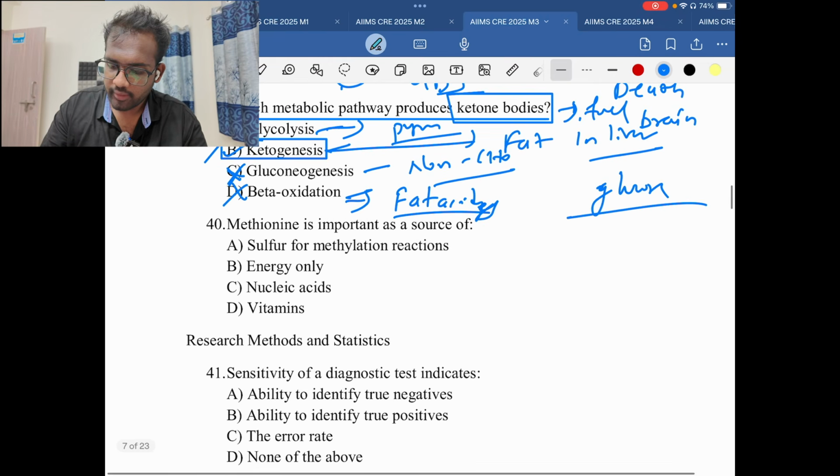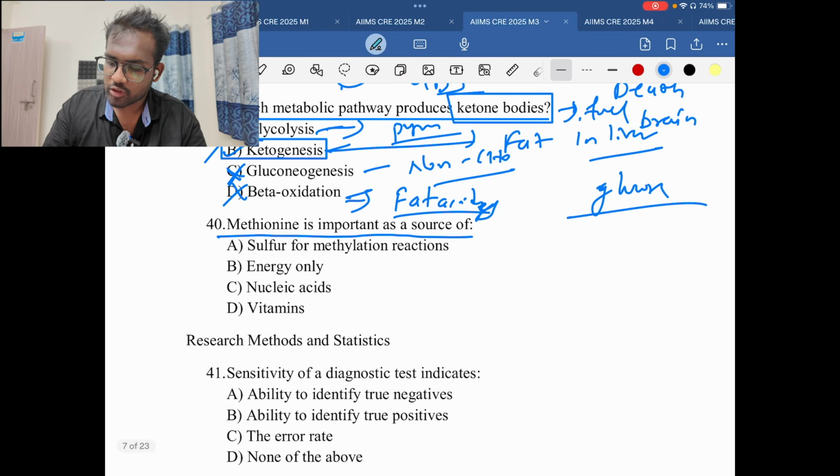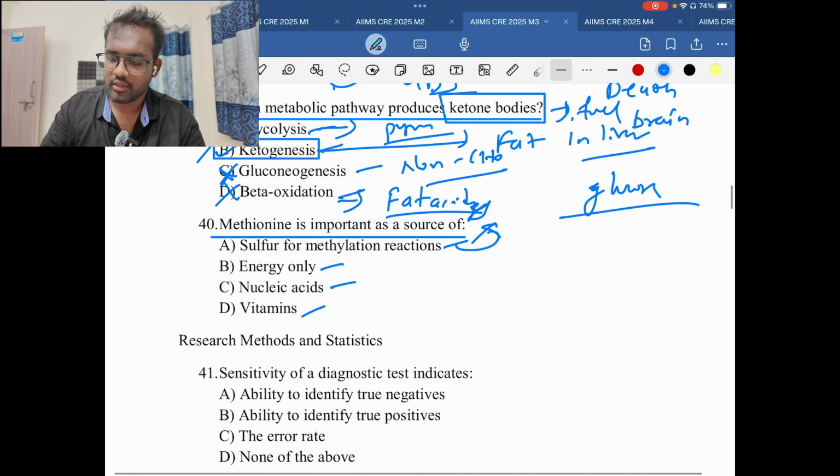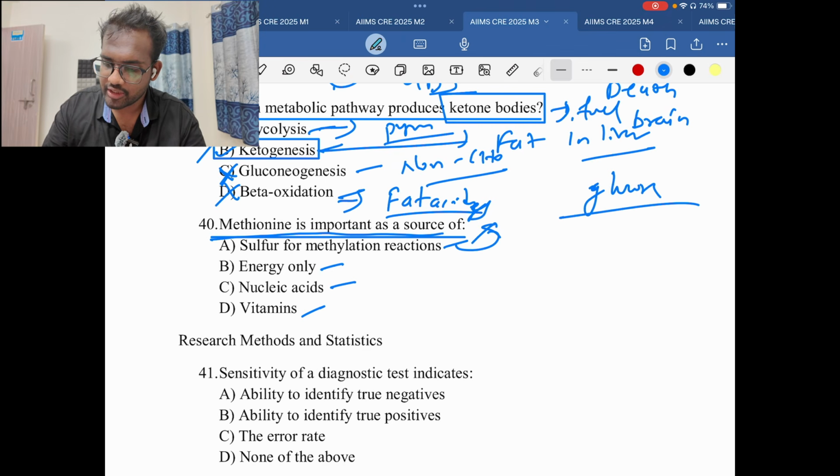Question number 40. Methionine is important as a source of: sulfur of methylation reaction, energy only, nucleic acid, vitamin C. If you don't know what this is, then you can just go for the longest answer which justifies the question. So the answer will be A, sulfur of methylation reaction.